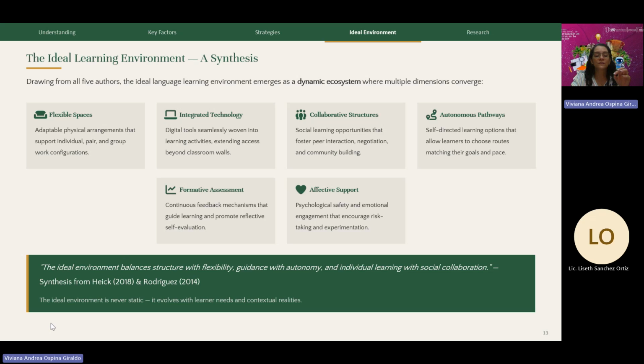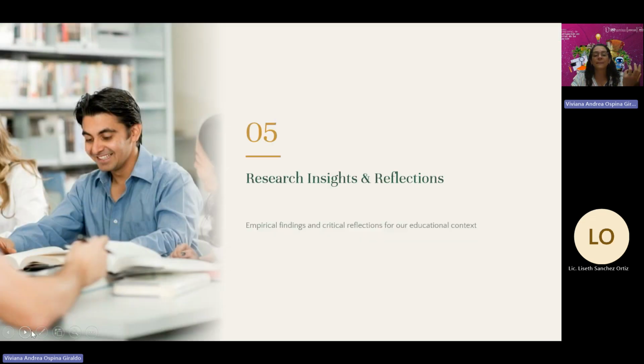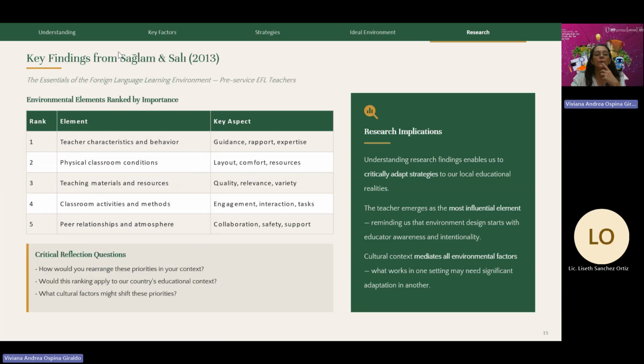This will give you a starting point to understand his needs. Okay, and now we are coming close to the end. And now we are going to talk about some key findings. Okay, and these key findings are important to reflect about.